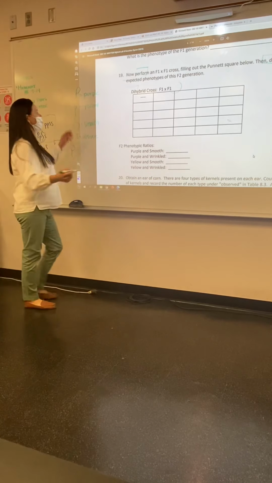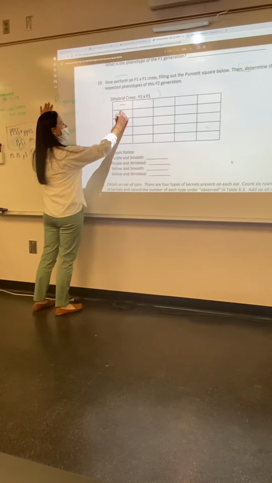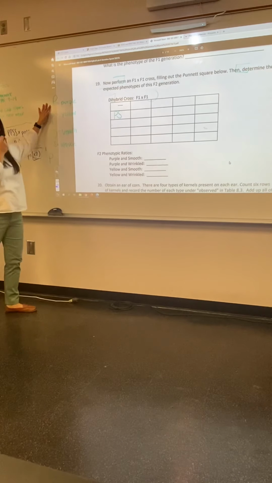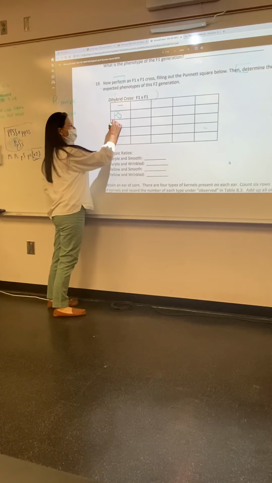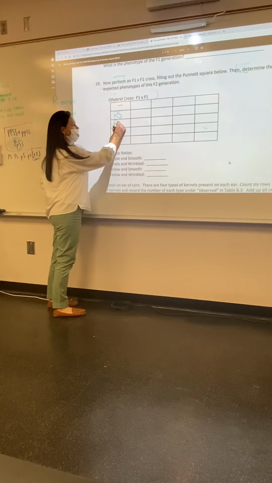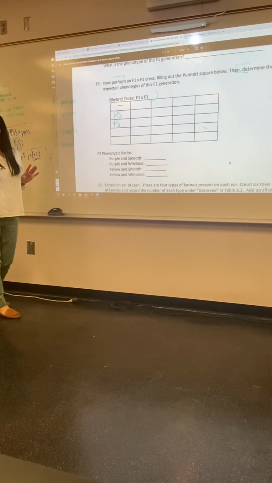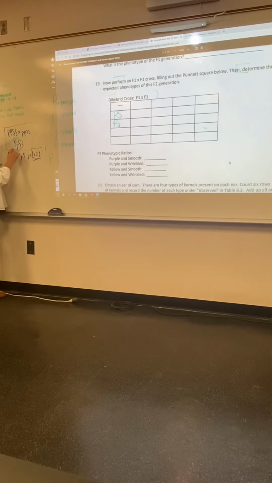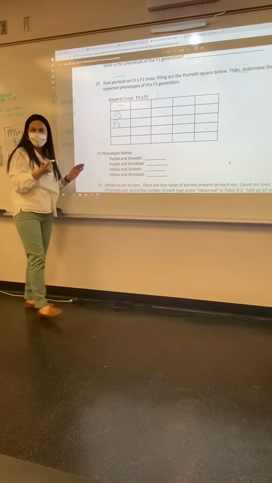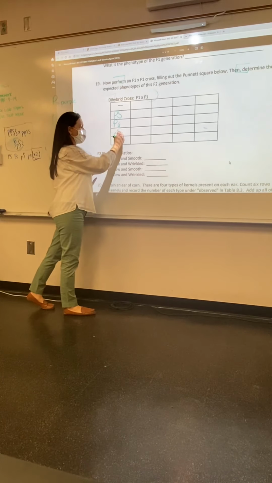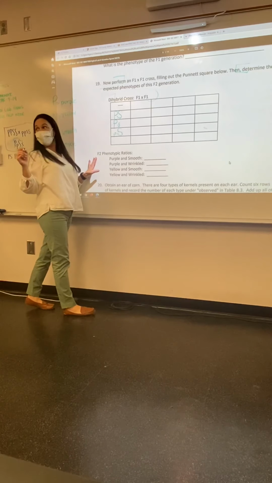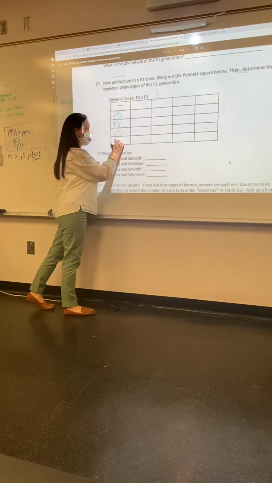I'm going to have PS, purple and smooth. Here, purple and smooth. Then I'm going to have a purple and a wrinkle. So here's my big P with my little s. Then I'm going to go back to my color yellow. So I'm going to have a little p, and I'm going to be smooth, capital S. Then I'm going to have a yellow wrinkle.